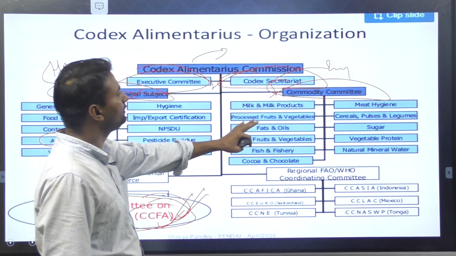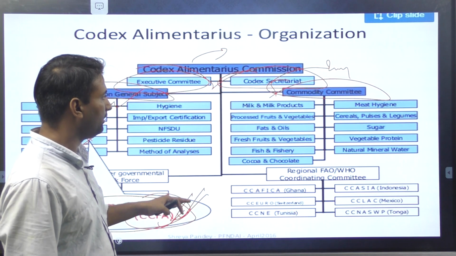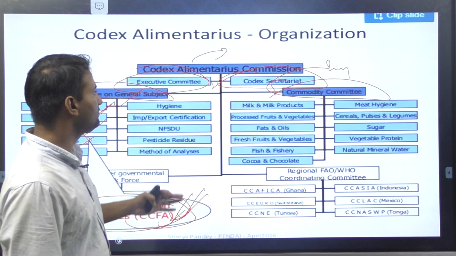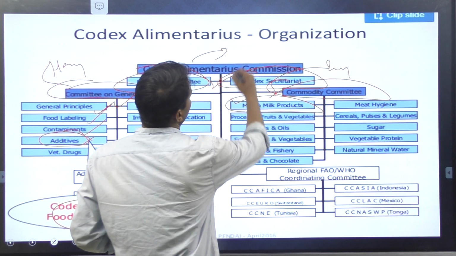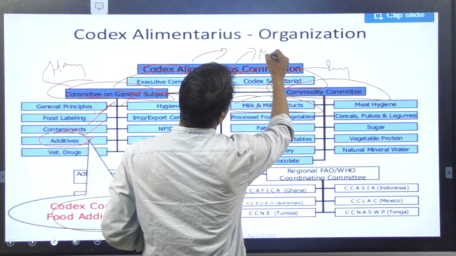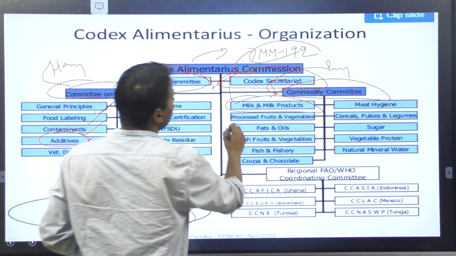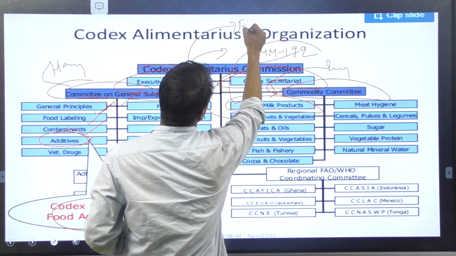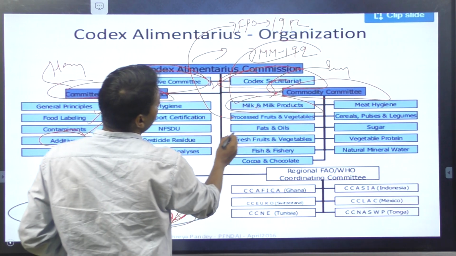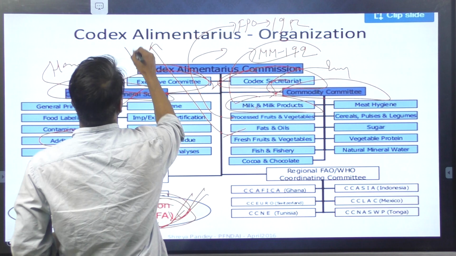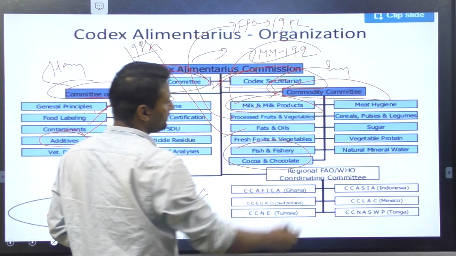Now coming to another thing, which is your commodity committee. It is not our matter of concern for now, because it also has different committees and different ways, like milk and milk products. So in India there is the Milk and Milk Product Order, which is 1992. There is also the Fruit Products Order, FPO, in India, passed in 1952. Then there is fats and vegetable oil, passed in 1988 in our country. Then there are chocolates and fisheries, all.